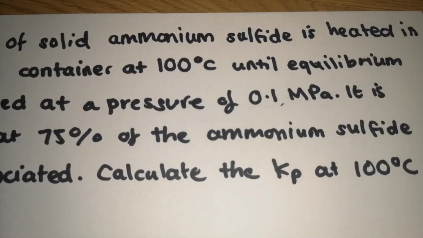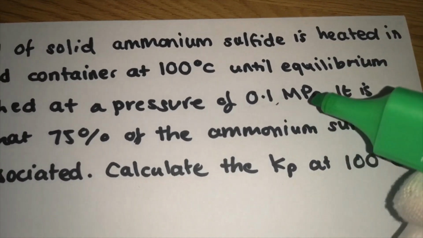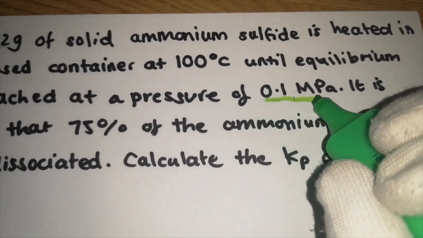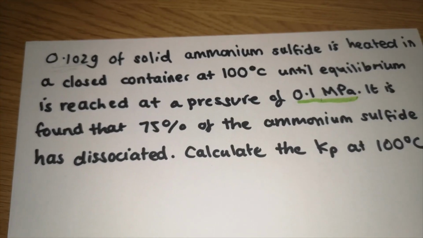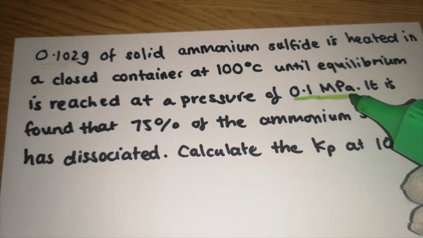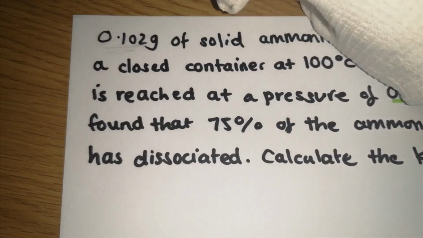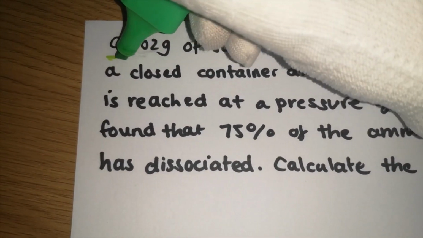Kp is not dependent on pressure, but we will need this to calculate partial pressures later. Partial pressures are the total pressure times by a mole fraction. Masses can be converted into moles using number of moles is equal to mass over molar mass.